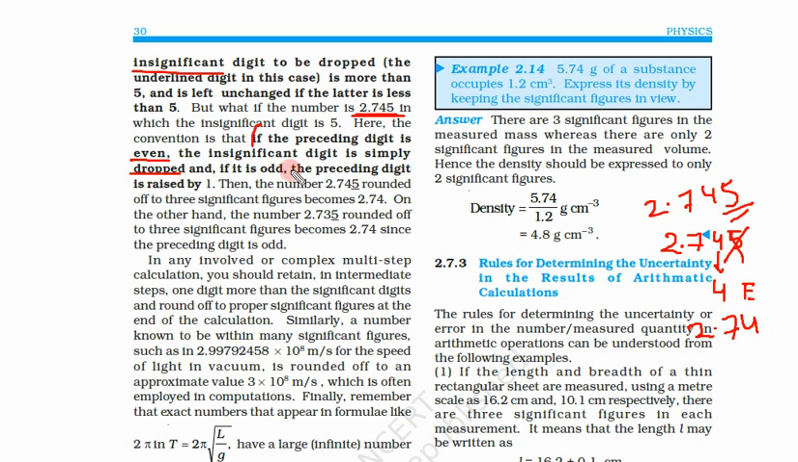If it is odd, the preceding digit will be raised by 1. So if that digit is odd, then we will raise it by 1. Like if we write 2.735, here this digit 3 is odd. Then we simply increase this digit by 1, and we will write it as 2.74. This is only in the case when the insignificant digit is 5. If this is more than 5, then we directly know. If this is less than 5, then we know that this digit will remain the same.